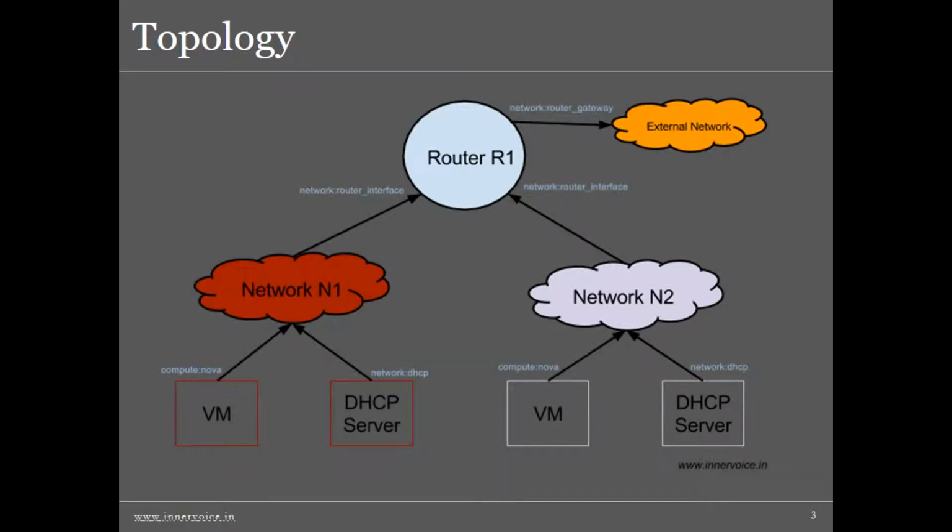In order to understand the different types of ports and the lifecycle, we will use this topology. It has two networks, N1 and N2, that are connected by router R1. The router also has an external network configured as a gateway. Using OpenStack, I will recreate this topology step by step, and I will show you when and how OpenStack ports are created for this topology.